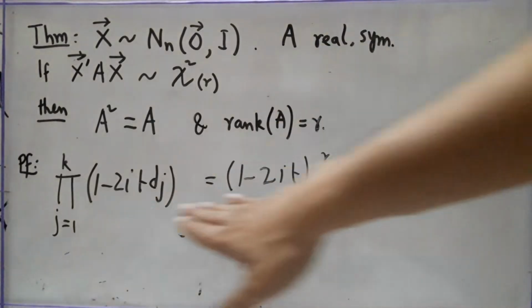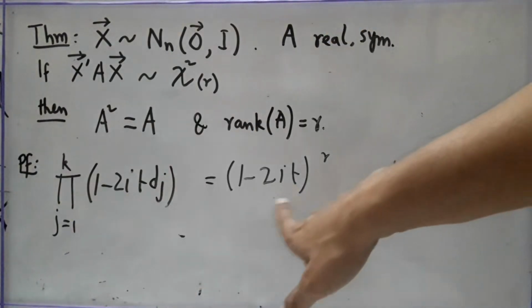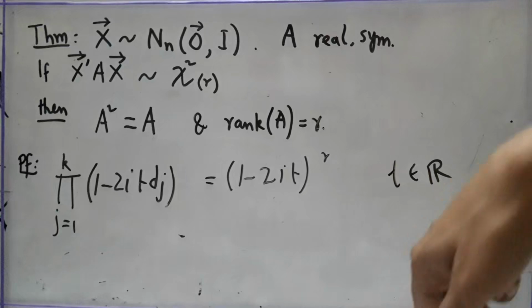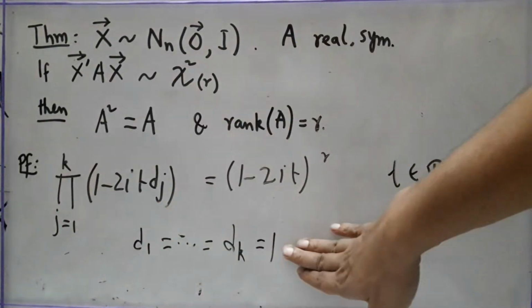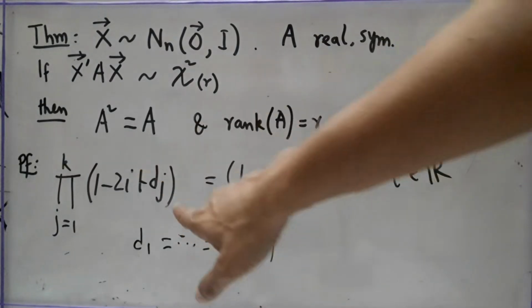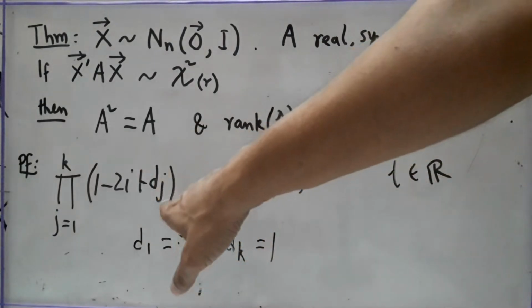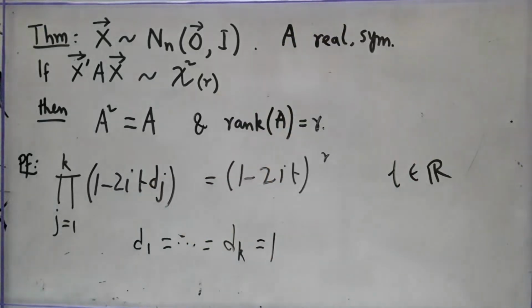Also, if you match the coefficients of the same power of t on both sides, you will get that all the d's must be equal to 1. You can see it easily, because once you set all of them equal to 1, you exactly get the same thing.